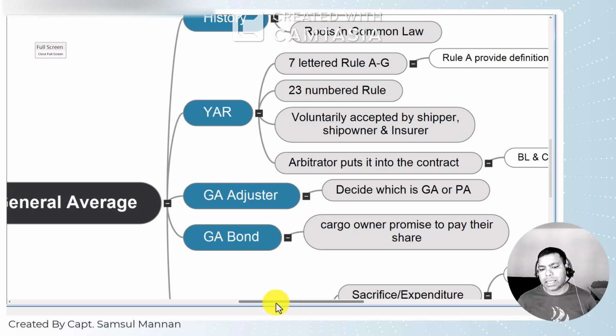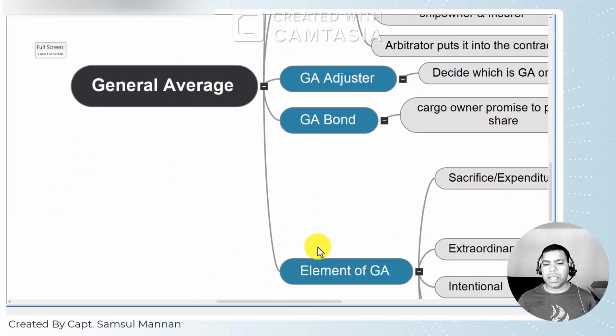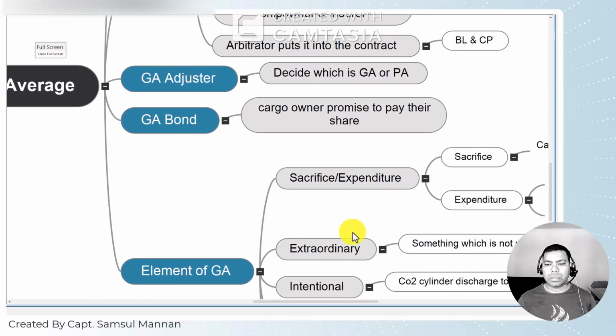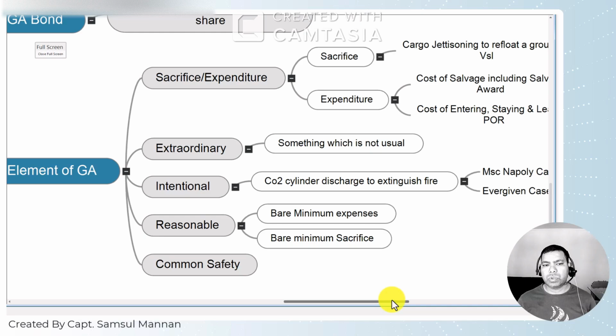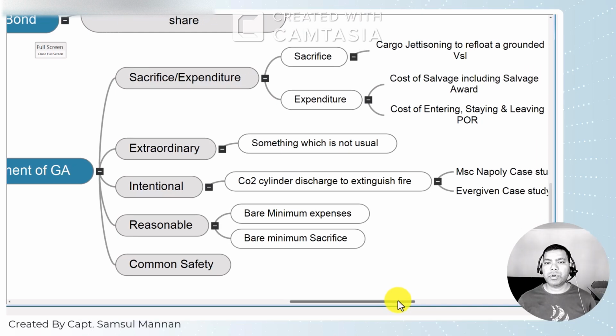And once you are signing the charter party, at that time all the cargo owners have to sign a general average bond, mentioning that if there is any peril or any necessity, they will pay their share due to general average, right? So as per York-Antwerp rule, general average has got these 5 elements, right? What is the first element? The first element is called sacrifice or expenditure, right? So to be called a general average, you have to prove that it was either sacrifice or expenditure, right?